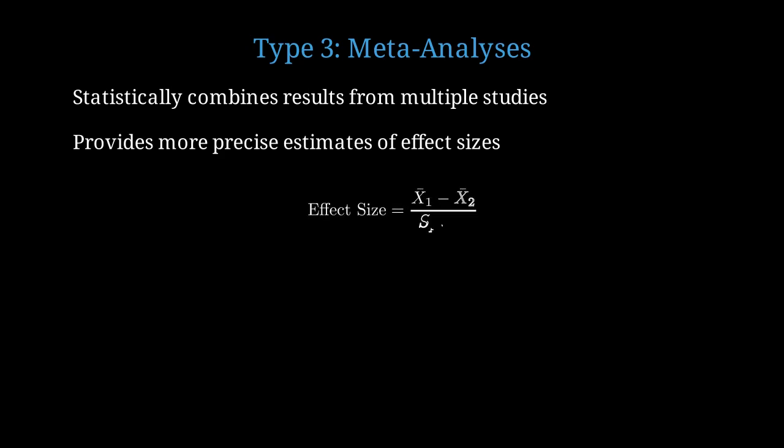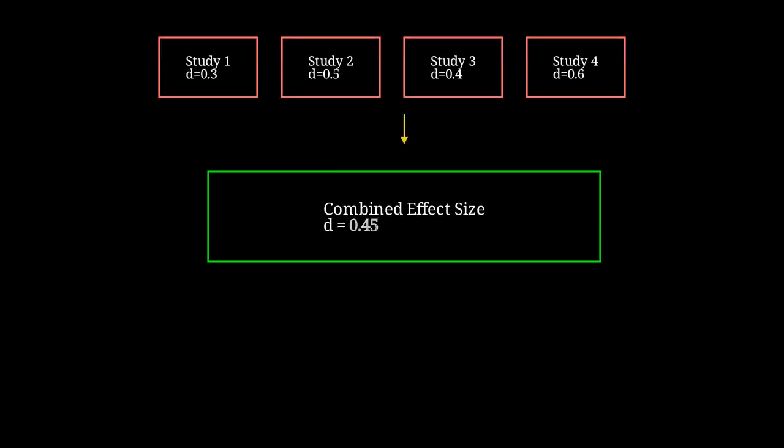The basic concept involves calculating an effect size for each study. For example, Cohen's d is the difference between two means divided by the pooled standard deviation. Then we calculate a weighted mean of all effect sizes, where each study is weighted by its precision. Studies with larger sample sizes get more weight. Here we see 4 individual studies with their effect sizes being combined into a single, more precise estimate of the true effect.